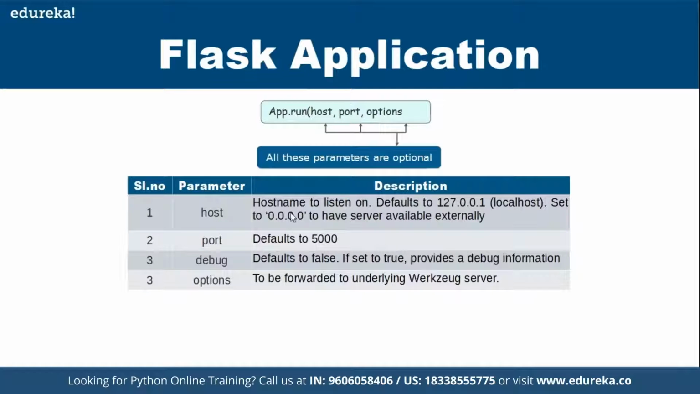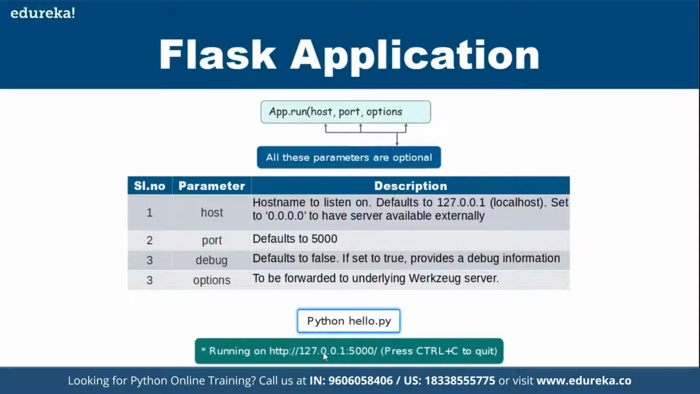And when I say host, like I said, it defaults to this, but if you want to listen to any other IP, you can give it. And port also, it defaults to 5000, which we have seen. If you want, you can change it as well. And debug mode, if you want, you can turn it on. I will show you how to turn debug mode on also. It's pretty simple. All you need to say is just debug equal to true. And if you want to forward it to any of the other server, that also you can do. So by default, this is what comes up.